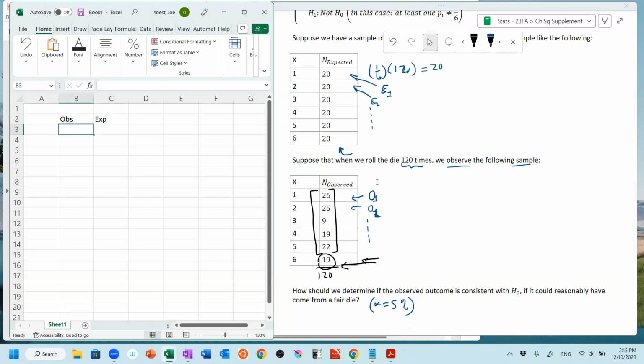So my observeds are 26, 25, 9, 19, 22, and 19. And let's just check that those add up to 120, and they do. So that's our sum. Expected is 20 for each of them.